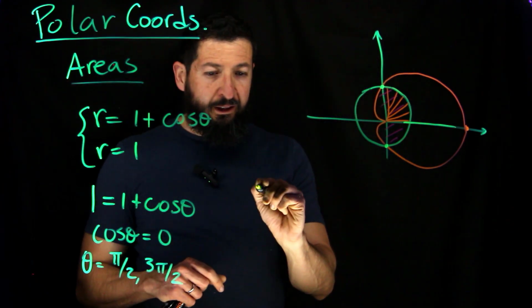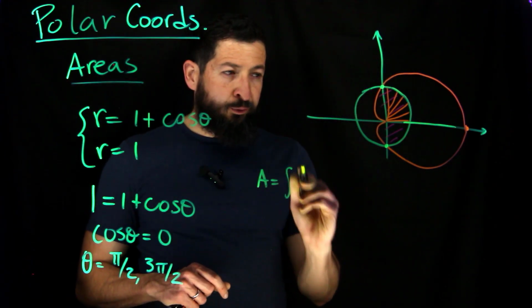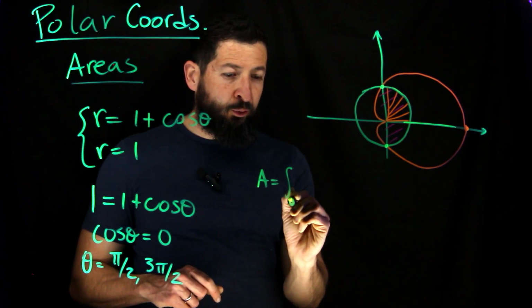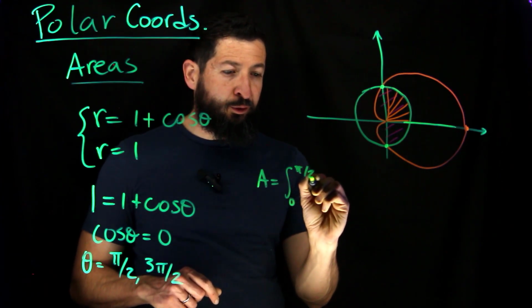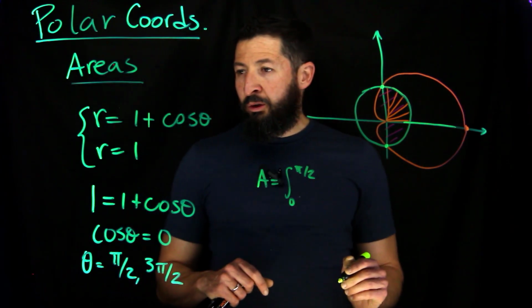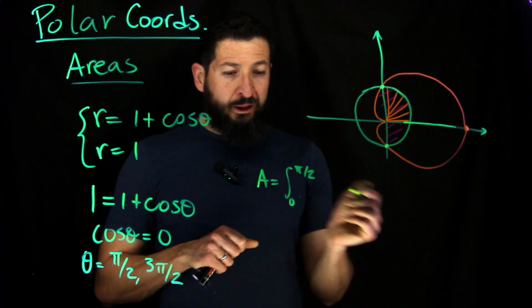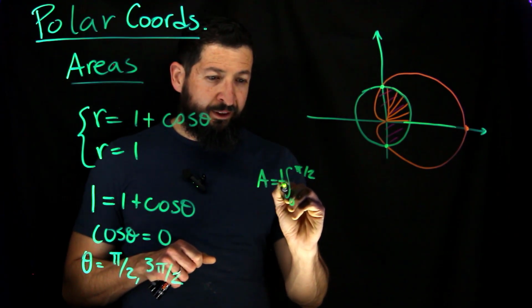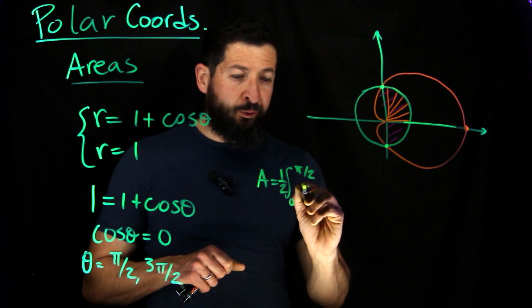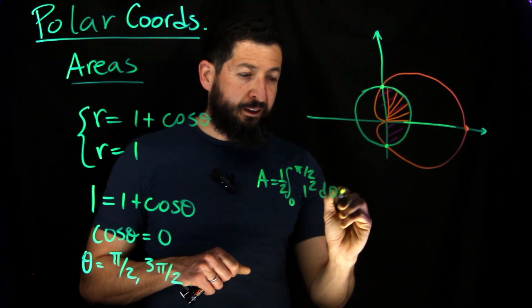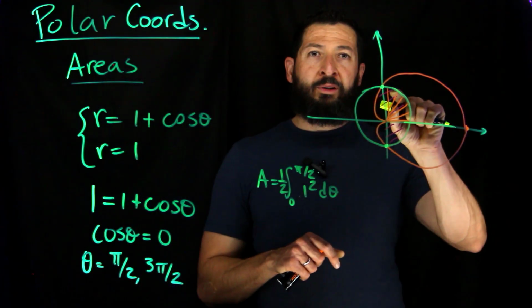So my area is going to be the integral from 0 to pi over 2. That's the first intersection point. And at that point, I'm just going to be integrating the radius equal to 1. And remember, the area is always 1/2 of the radius squared. So it's going to be 1/2 times 1 squared d theta. So it's going to be this first part.